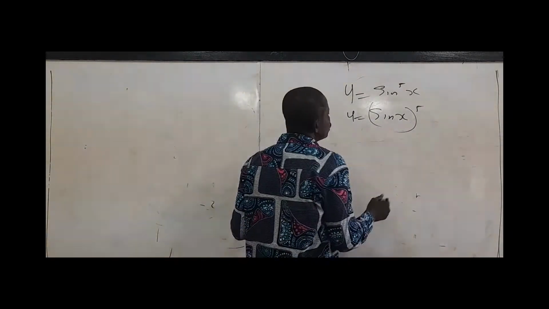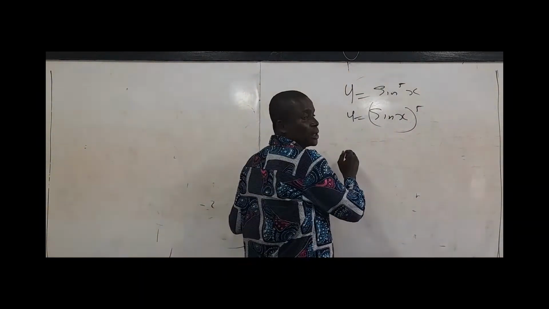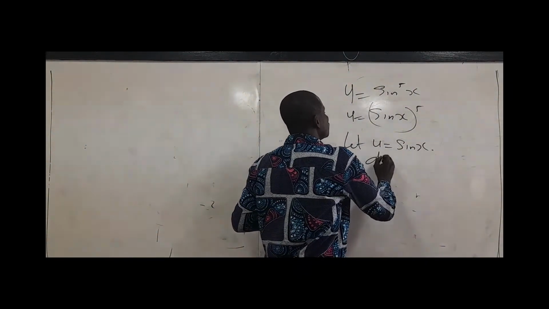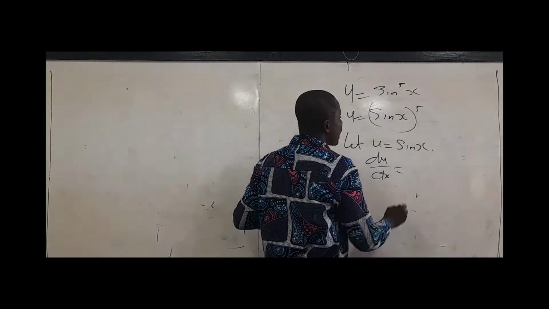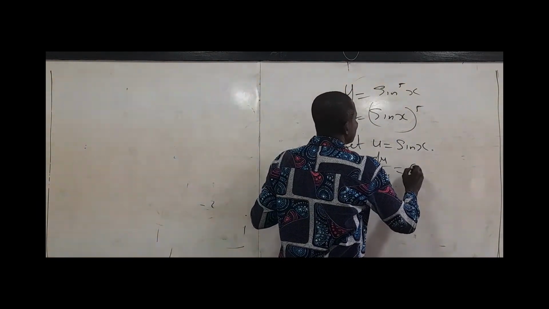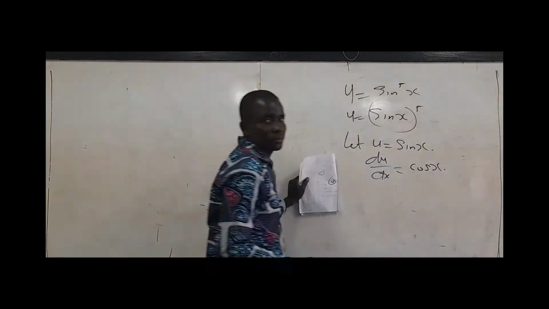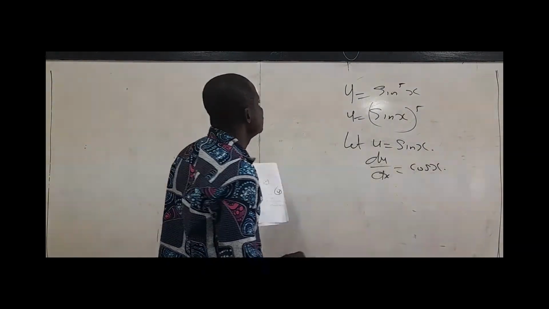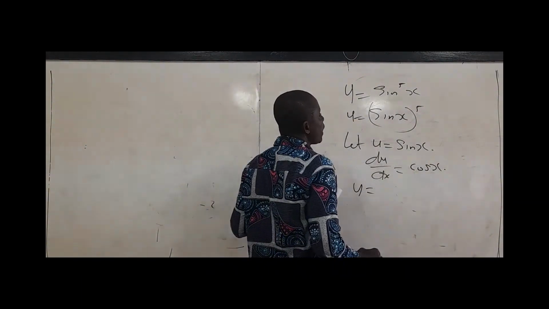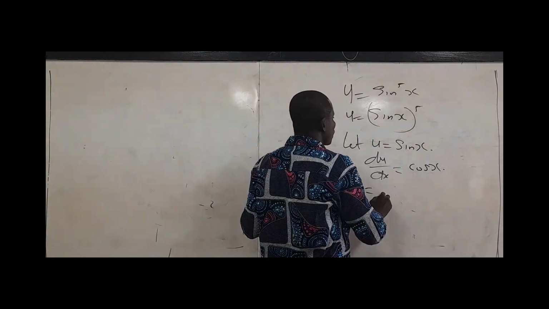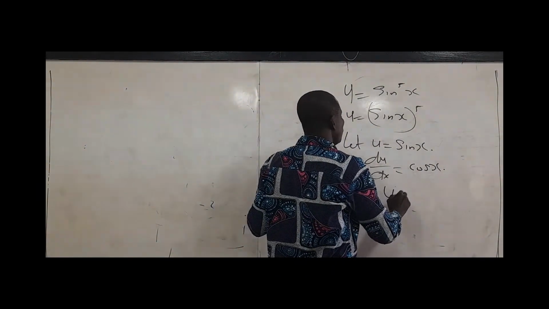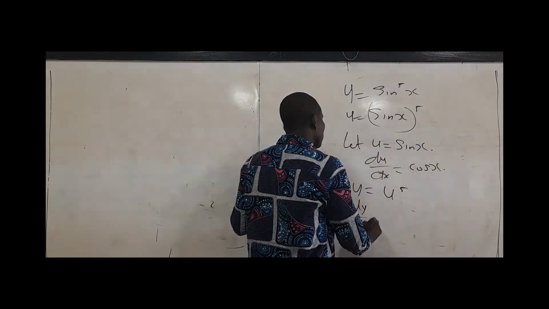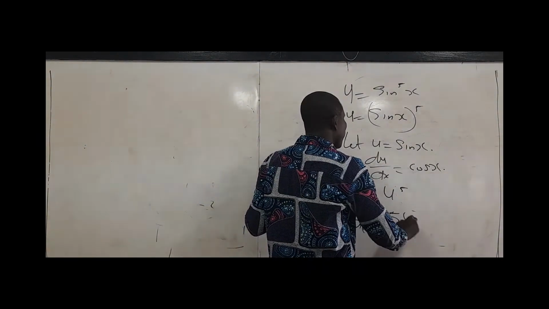So here, as usual, we remember how we did the function of a function. We let u be equal to sine x. So du/dx is cos x. Exactly. Then, what is your y? y is equal to u raised to power 5. So dy/du is equal to 5u^4.